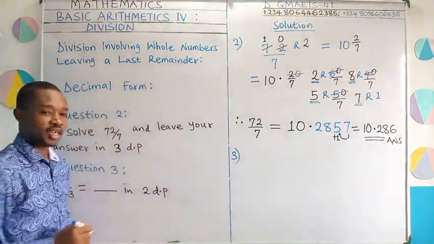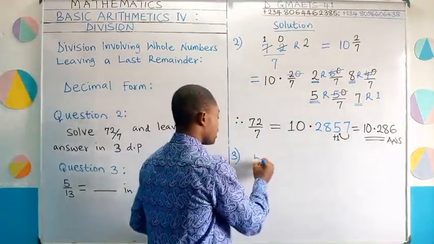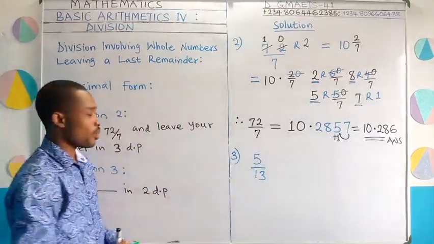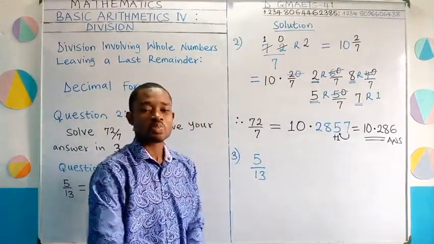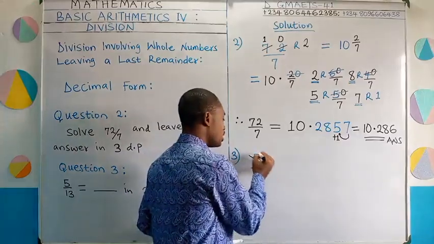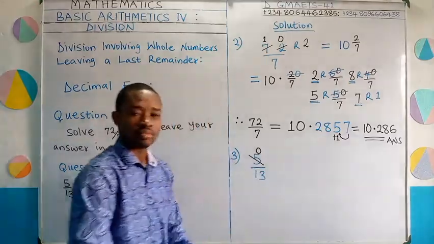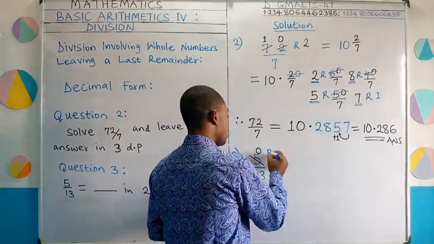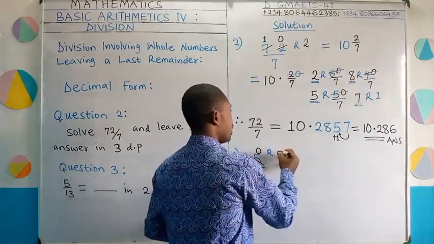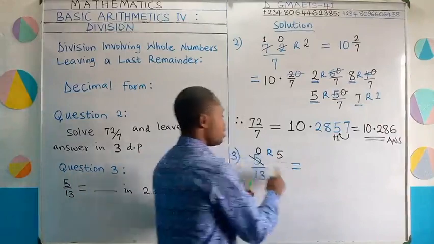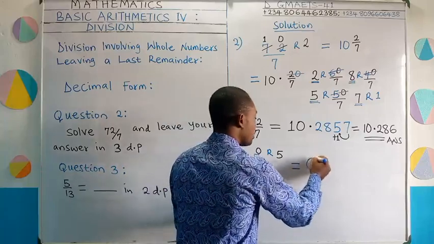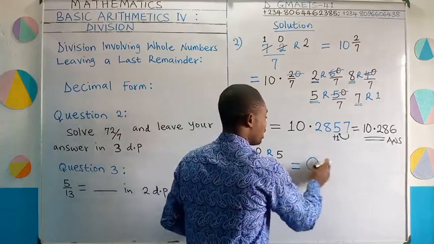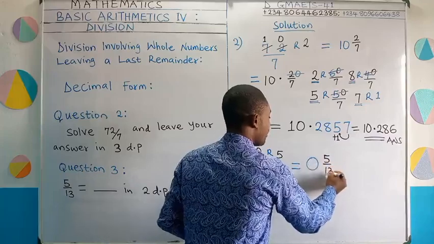This is 5 over 13. I'll be fast in solving this. 5 over 13, we are to get our answer in how many decimal places? In 2 decimal places. So we go. 5 over 13, a small number divided by a bigger number, is 0, remainder. Remainder what? The smaller number. So I'm going to write it as 0 remainder 5. Good. So writing this in mixed fraction, my answer will be 0 whole number, 5 over 13. And of course, the 0 whole number, we don't actually bother ourselves with that 0. The answer is simply 5 over 13.